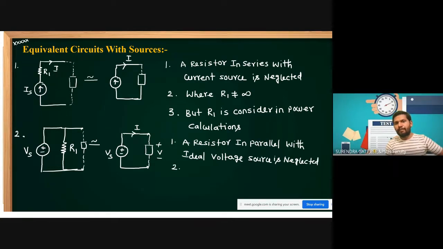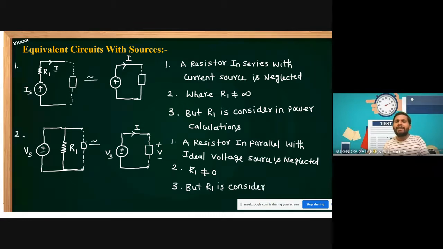Next, whatever the R1 is, this R1 can never be equal to 0. It is always not equal to 0. So what happens, friends? If R1 is 0, then it is shorted. Once it is shorted, what is the voltage across the load? It is 0. That is meaningless. That's why R1 can never be equal to 0. But we can't omit R1 in the power calculations. R1 is considered in power calculation.